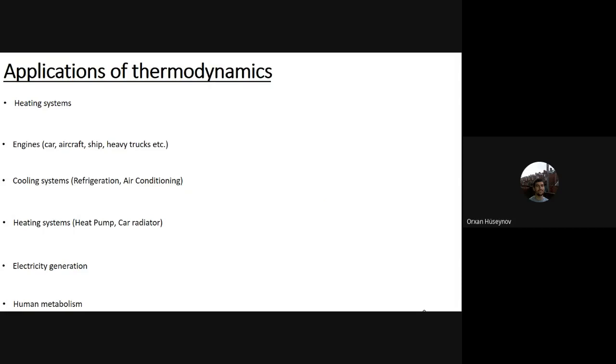Here I have listed the systems that we have seen till now. We have the heating systems, we have the engines of cars, aircraft, ships, heavy trucks, etc. We have the cooling systems, the refrigeration unit, for example, at every house, and the air conditioning, AC. These are all thermodynamics. Heating systems, we have the heat pump, car radiator, electricity generation, I have said it, turbines, power plants, etc. And human metabolism. Here I have said human metabolism, but actually it is any metabolism that converts one energy to another energy.